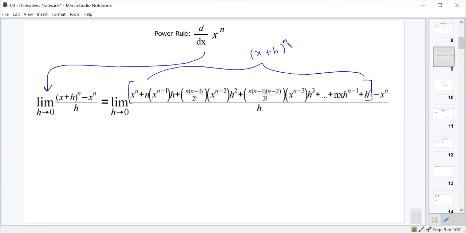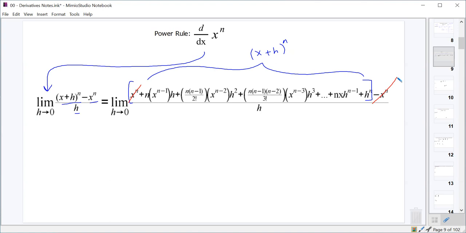So we've got that minus the x to the n, and then all over h. So it's our limit as h approaches 0 of x plus h to the n minus x to the n over h. And just like with all those other limits that we did, we can see that the x to the n and the minus x to the n are going to cancel out, right? All the terms that didn't have an h in them should cancel.